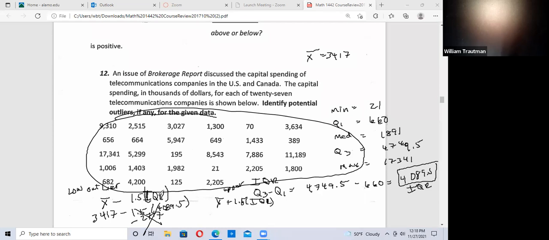So we're looking for the upper outliers. Our average, which was 3417, plus 1.5 times the IQR. IQR was 4089.5. All right, so let me do that one.